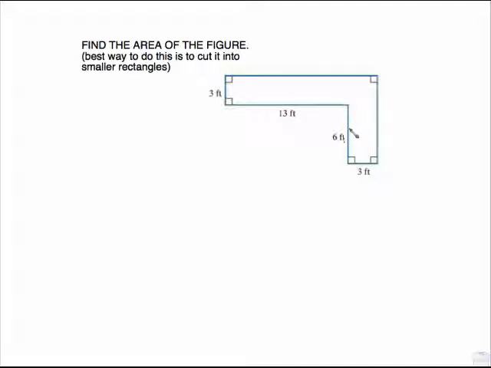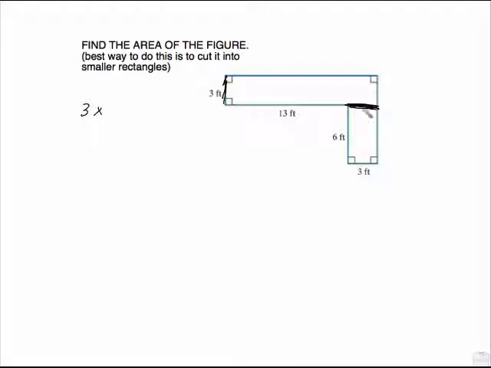Something a little more complicated is to find the area of this figure right here, which is made up of rectangles. And what we need to do is cut this into smaller rectangles that we can find the area of. So one way to cut this is to cut just like this, straight across here. And this is a rectangle that is a 3 by something rectangle. It's not just 13. This is 13. Can you tell what this is?